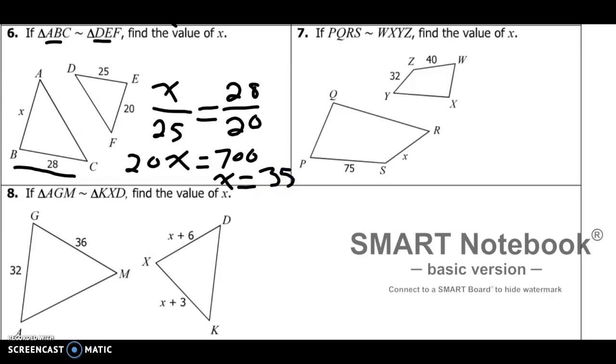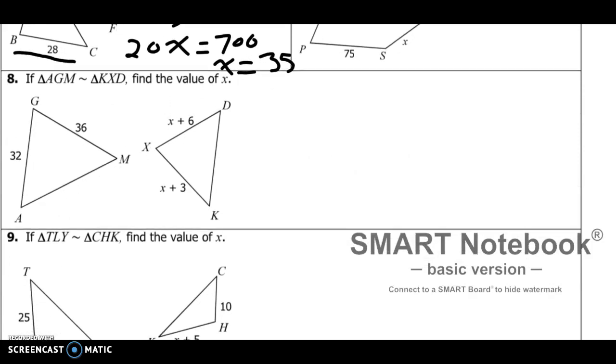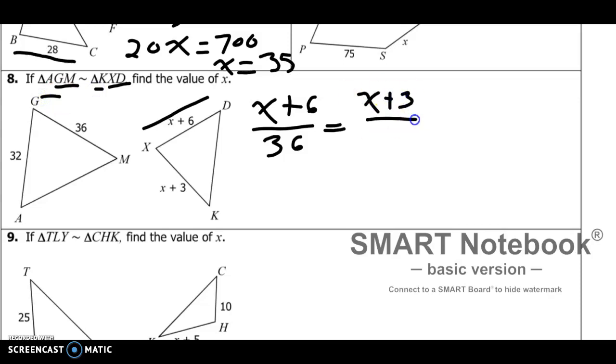Okay, the last one. This is where we have to remember our rules about solving proportions. Remember our 2 sides. We have side XD here, so that means I have to use GM. So I have x plus 6 over GM, which is 36, equals XK over GA. So XK would be x plus 3 over 32. My apologies, guys. Now we just cross multiply.